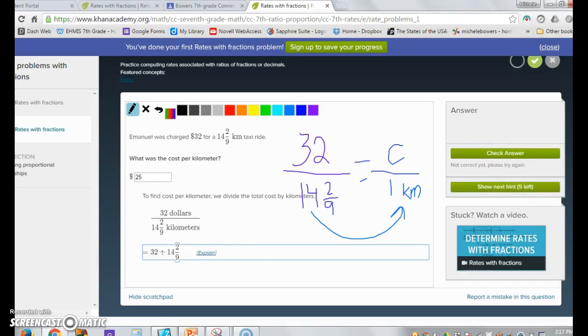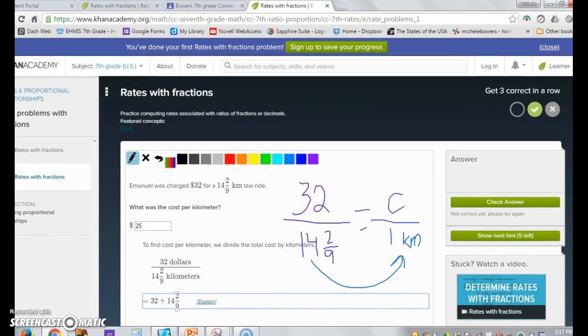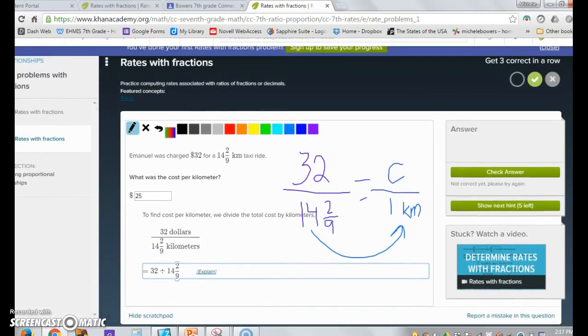I wanted to show you that it had those hints for you, and it has the scratch pad. That's how you would set them up. So good luck. Try to get 3 in a row correct, and be able to practice some of this.